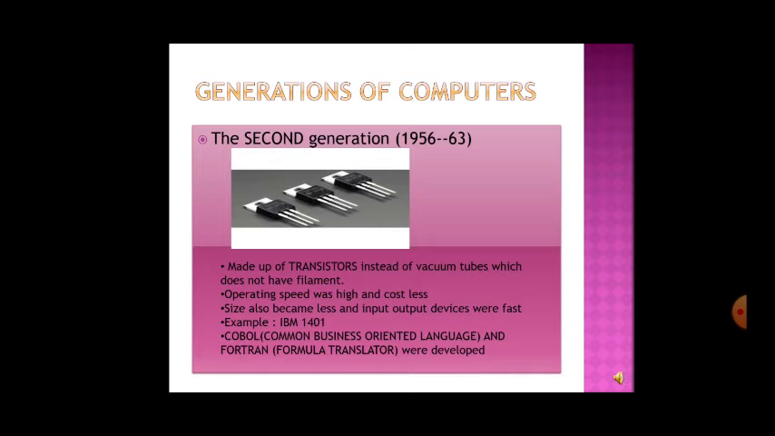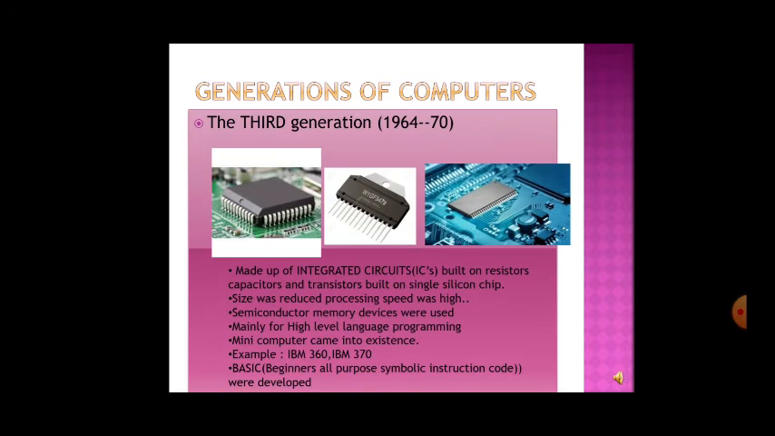Next example is IBM 1401, then COBOL, that is Common Business Oriented Language, and Fortran, Formula Translator, were developed. These are some of the languages which were developed in the second generation.